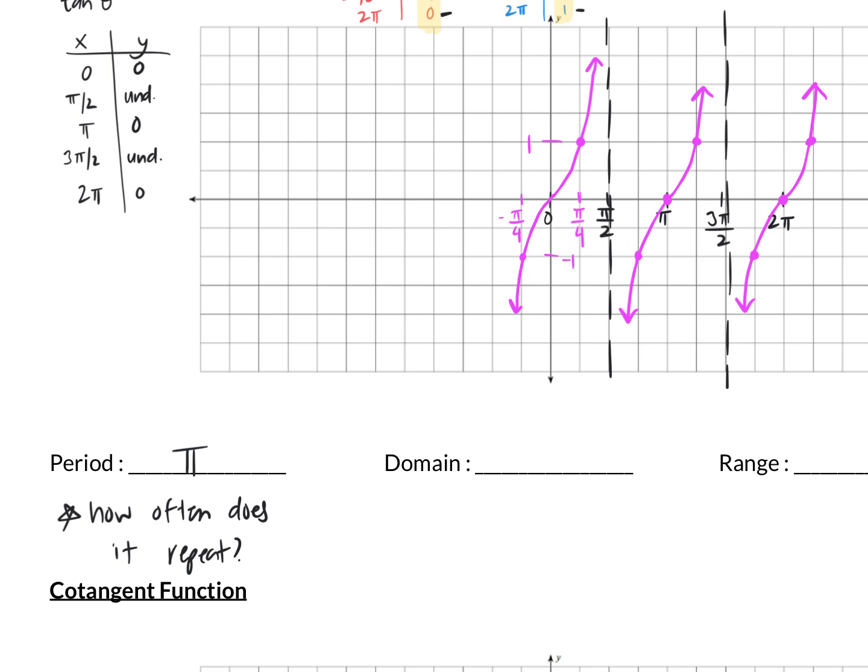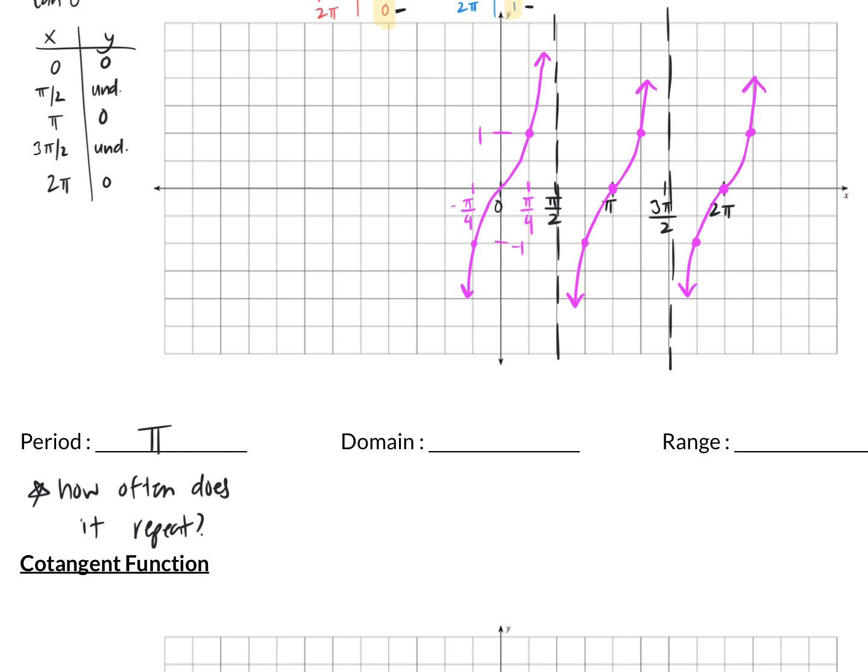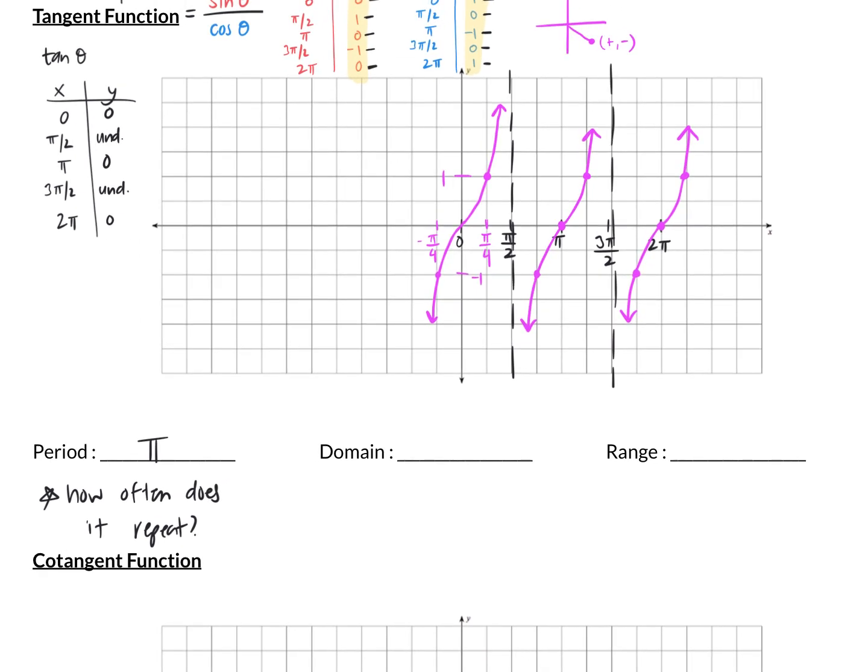My domain is a little easier than my range to think about, so let's think about my range values, all the y values that I could possibly have. How would I write that? Negative infinity to, you got it.